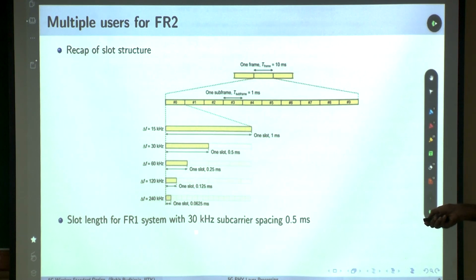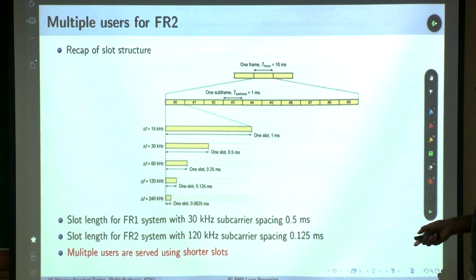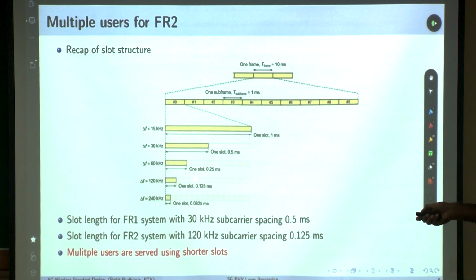So this is what I said here. Slot duration for an FR1 system with 30 kilohertz subcarrier spacing is 0.5 millisecond, and slot duration with 120 kilohertz is 0.125 millisecond. Multiple users are served using shorter slots or shorter symbols. In the same duration, even if I allocate a complete slot to a user, when compared with the FR1 system, I will be able to serve 4 times the number of users, because this duration has come down.